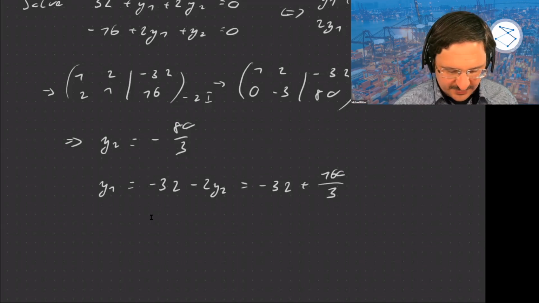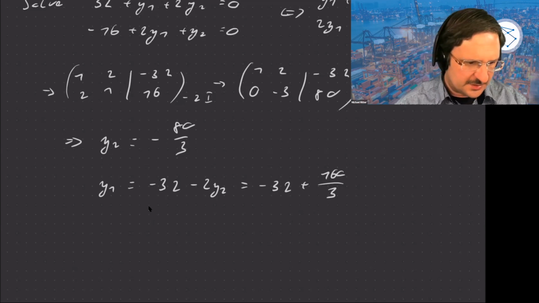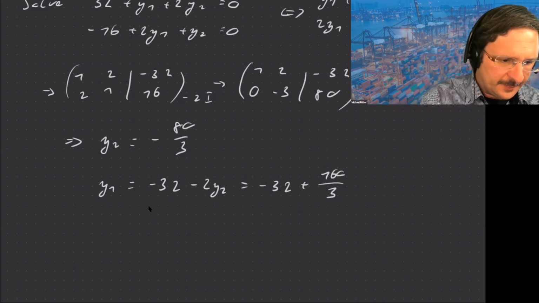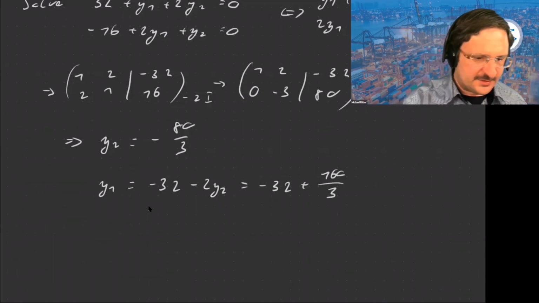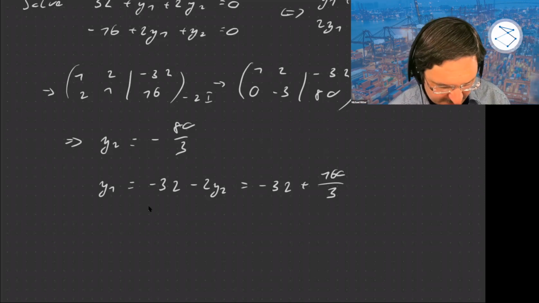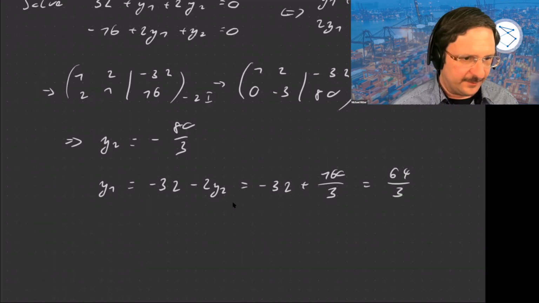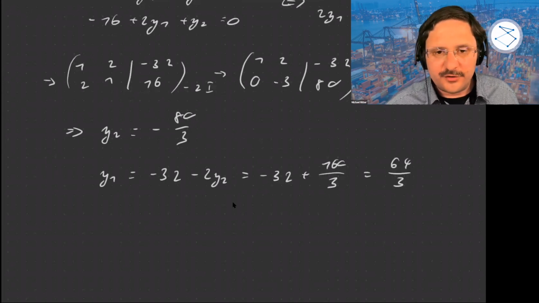32 times 3 is, let's see, 96 or something. So that's minus 96 plus 160. That should be 64, if I'm not mistaken, over 3. So those are the unique solutions to the system.